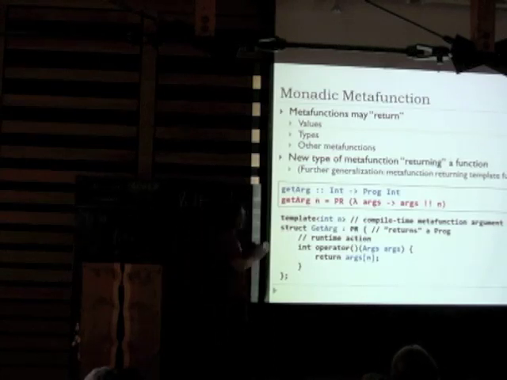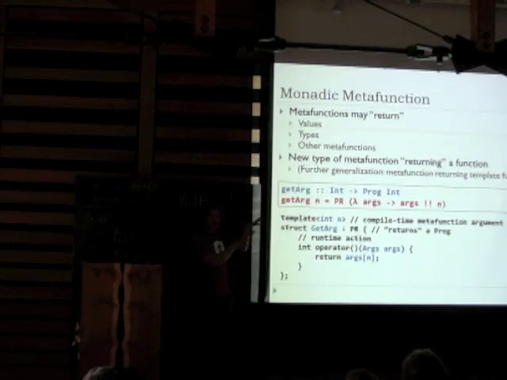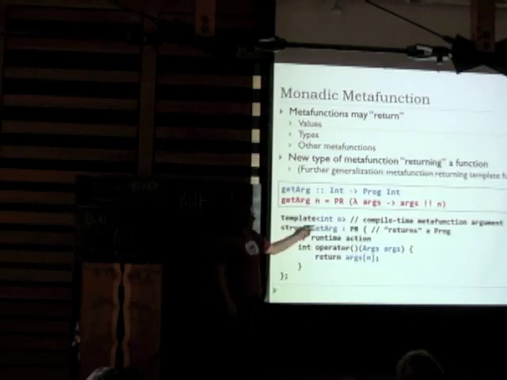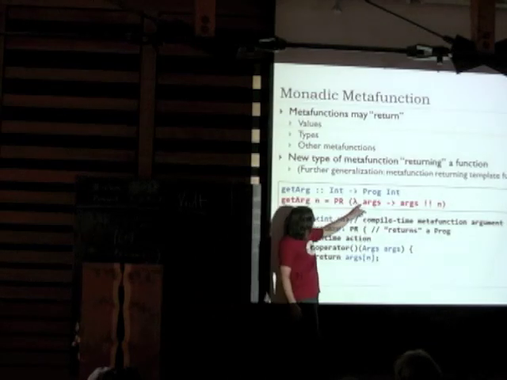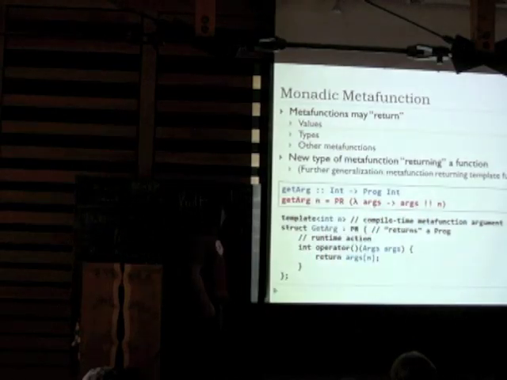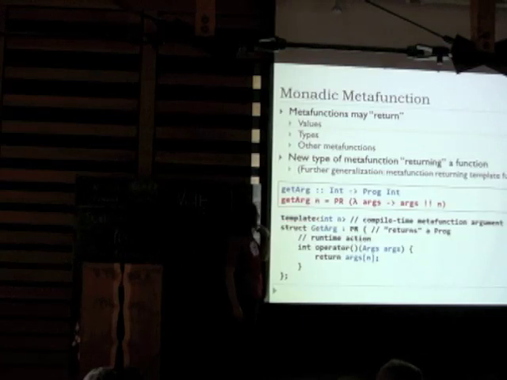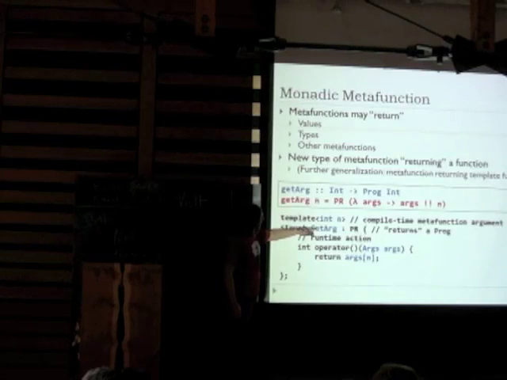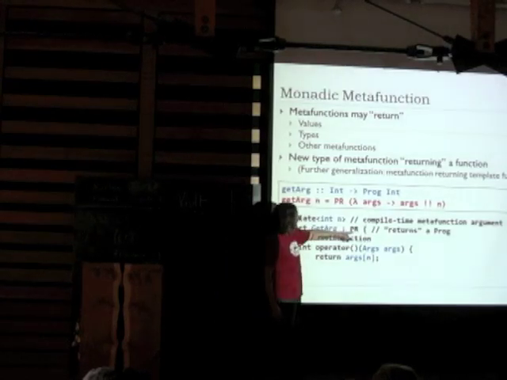Right. All right. And that actually made all these things click into this monad thing. Okay, because now I can have a meta function that returns an action. What does it mean? It's a struct that has operator function call. So let me define the meta function getArg, right? GetArg creates a lambda that returns nth element of args, right? So here it takes a compile time argument, integer n. Right? It can be either 0 or 1. Let me not check for this. GetArg is the name of my meta function.